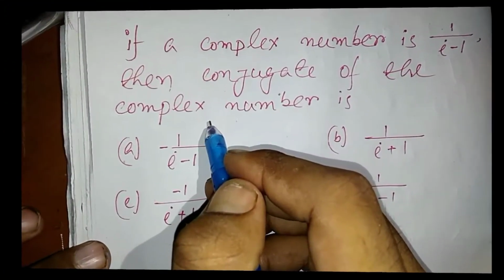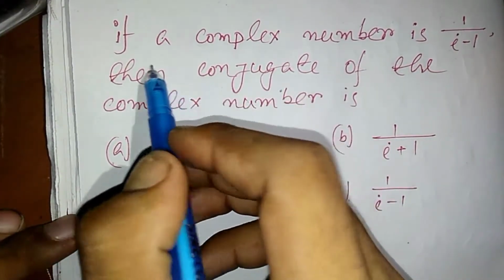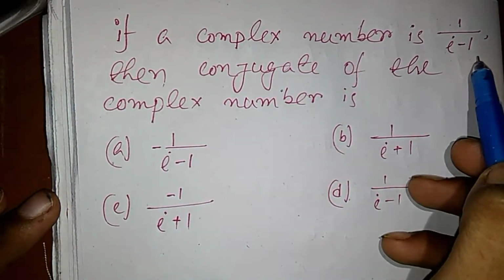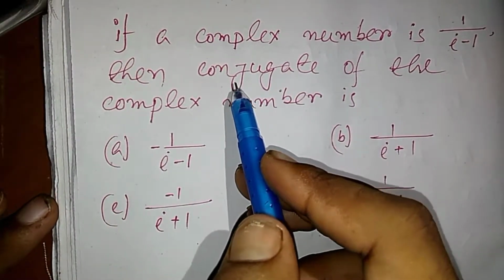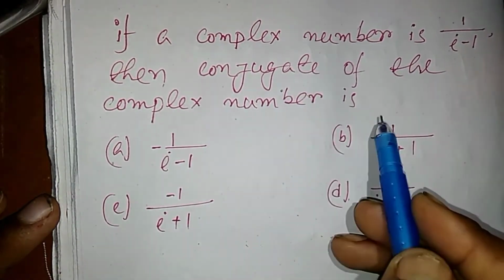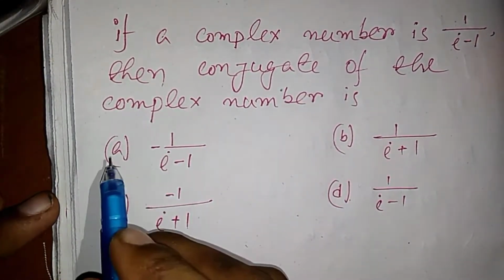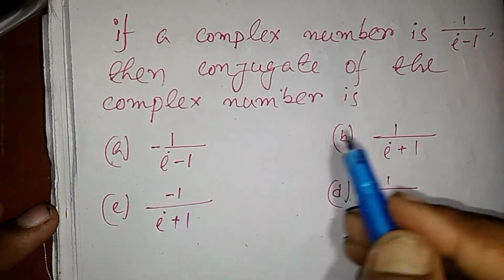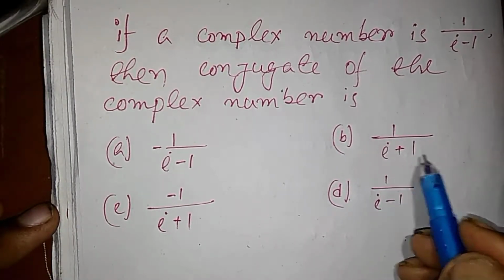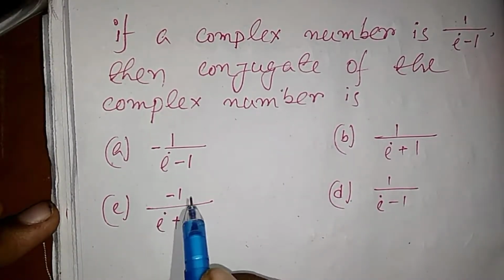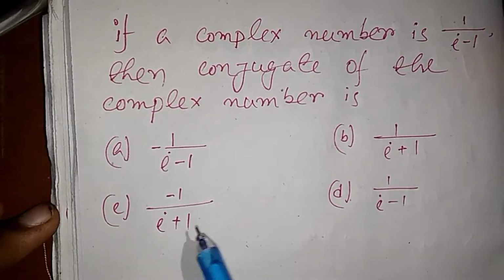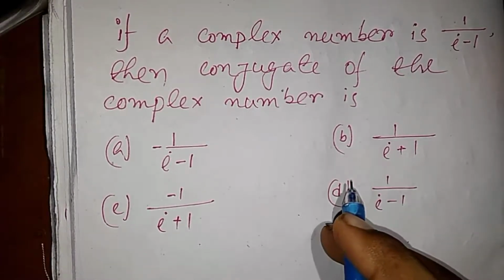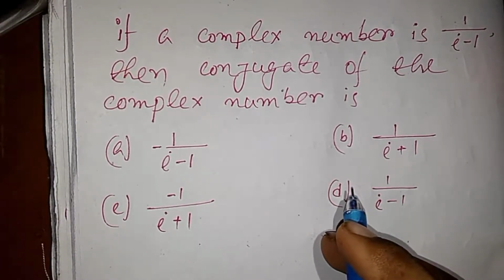Friends, I will put a problem in front of you. If a complex number is 1 upon i minus 1, then the conjugate of the complex number is, there are some options given. Option A is minus 1 upon i minus 1. Option B is 1 upon i plus 1. Option C is minus 1 upon i plus 1, and option D is 1 upon i minus 1. Which of the following is the answer for the conjugate of the complex number?